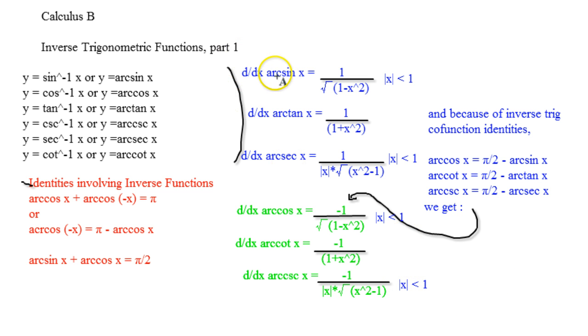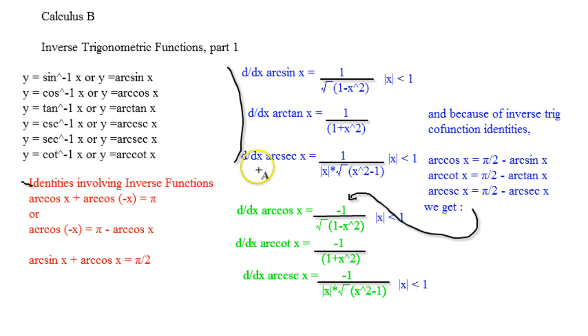Alright, the derivative of arc sine of x is going to be 1 over the square root of 1 minus x squared, where the absolute value of x is less than 1. Okay, and the derivative of arc tangent of x is going to be 1 over the same thing, but without the square root, and there's a plus sign between them.